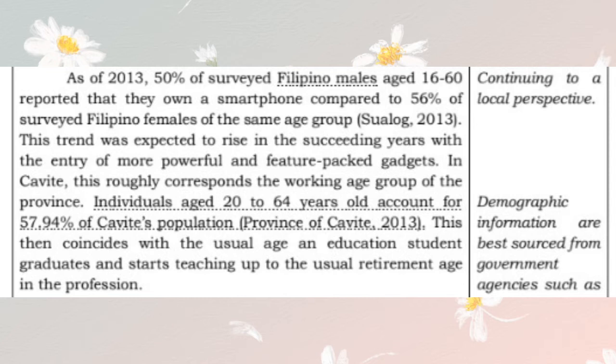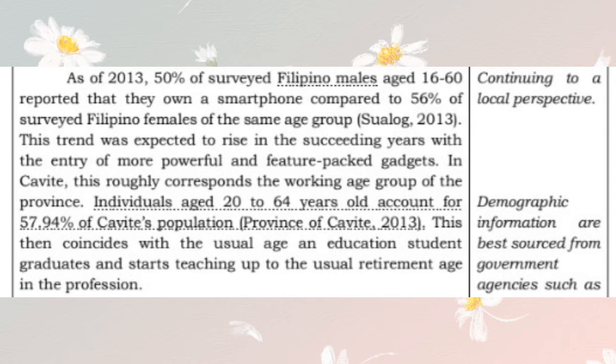In Cavite, this roughly corresponds to the working age group of the province. Individuals aged 20 to 64 years old account for 57.94% of Cavite's population, Province of Cavite, 2013. This then coincides with the usual age an education student graduates and starts teaching, up to the usual retirement age in the profession.